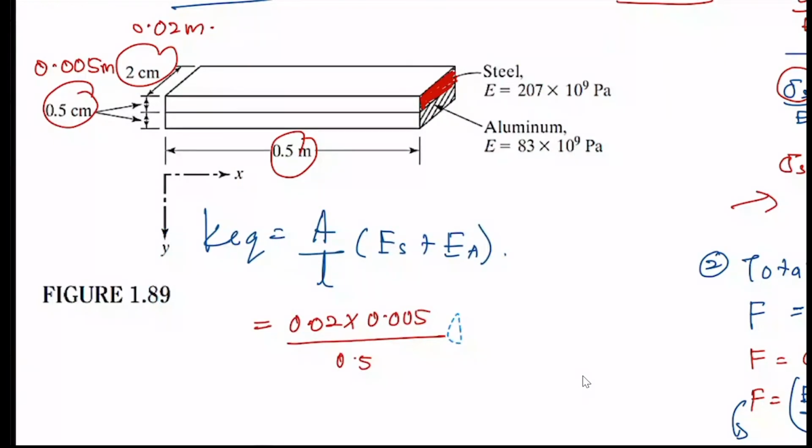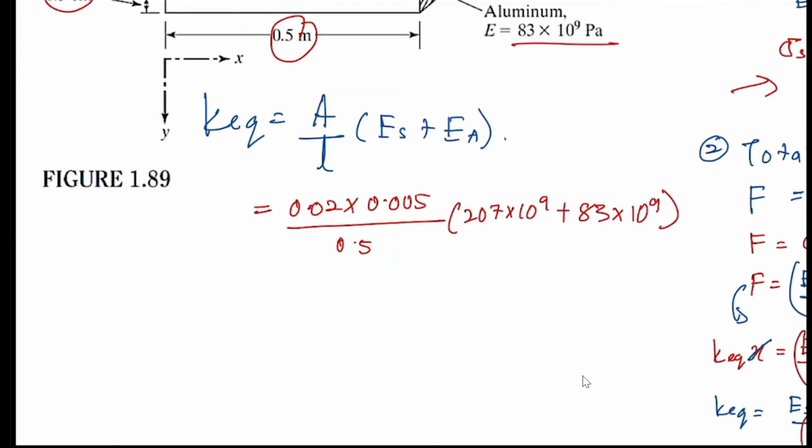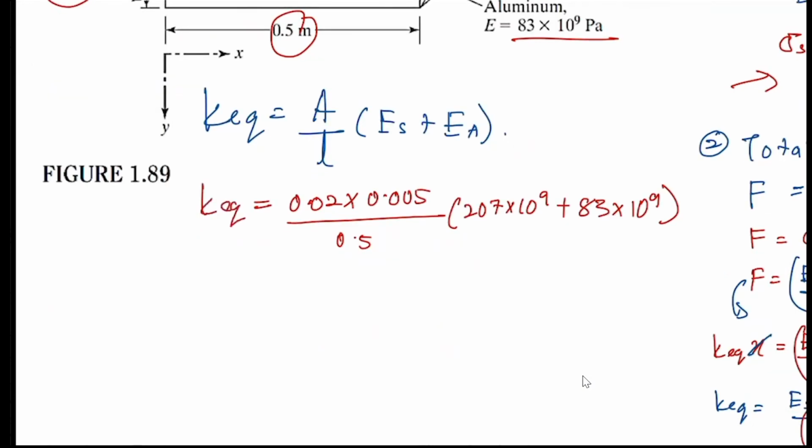And then multiply with the summation of both materials' Young's modulus. So the Young's modulus for the steel is 207 times 10 to the power of 9, plus the Young's modulus for the aluminium, which is 83 times 10 to the power of 9. So if you calculate this, your equivalent k, you'll get 5.8 times 10 to the power of 7 Newton per meter. All right, so that's the answer for this question.